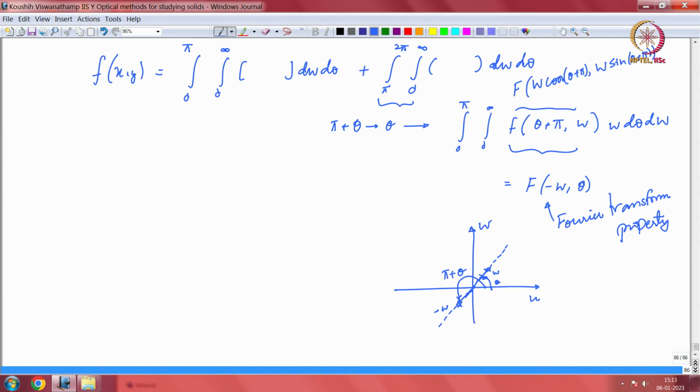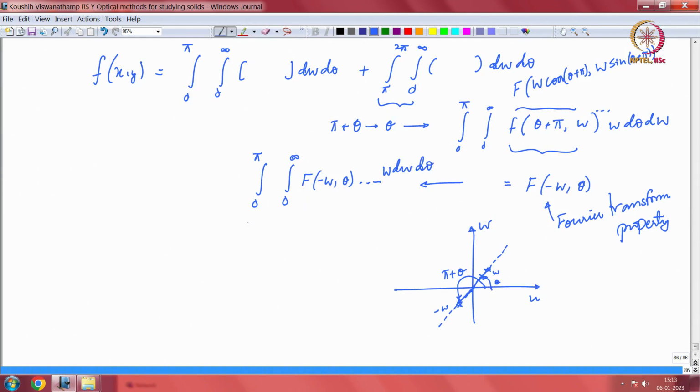Okay. So, if you do that, then this integral gets converted to 0 to pi integral 0 to infinity f of minus w comma theta, with all the exponential stuff, that is all here. I have not written that down in the previous integral too. You will have w dw d theta.